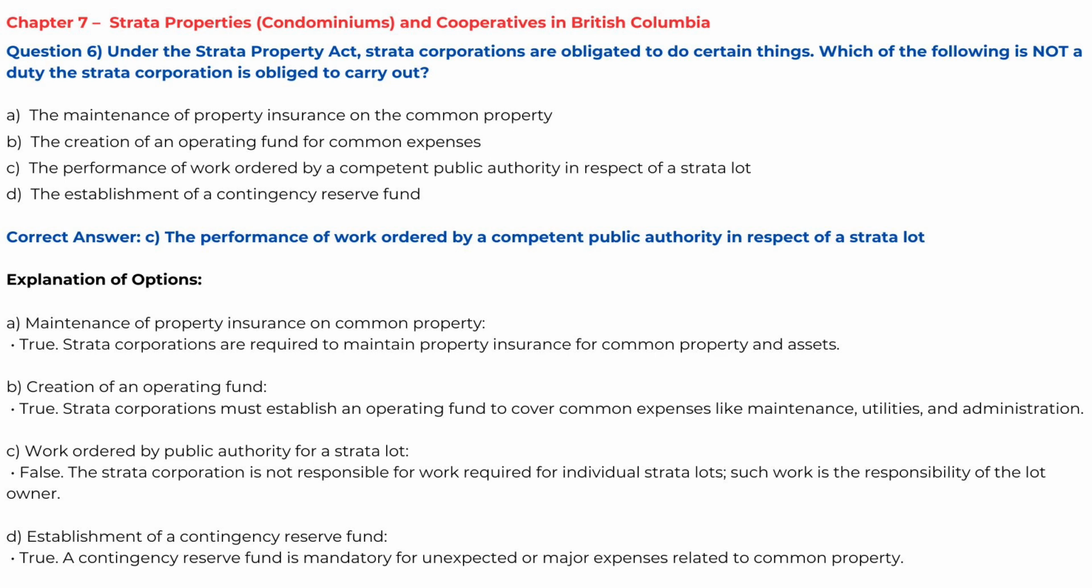True. Strata corporations are required to maintain property insurance for common property and assets. B. Creation of an operating fund. True. Strata corporations must establish an operating fund to cover common expenses like maintenance, utilities, and administration. C. Work ordered by public authority for a strata lot. False. The strata corporation is not responsible for work required for individual strata lots. Such work is the responsibility of the lot owner. D. Establishment of a contingency reserve fund. True. A contingency reserve fund is mandatory for unexpected or major expenses related to common property.